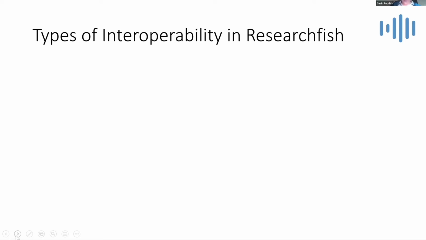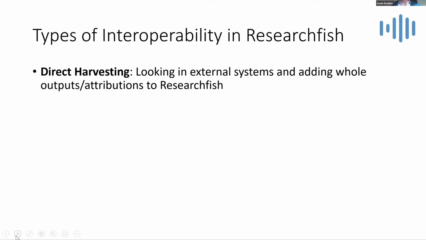But the types of interoperability are direct harvesting. So we talk about that when we're able to go into an external system and we're able to add whole outputs or attributions into researchfish. So we're able to find a publication, we're able to find that a publication is linked to this particular grant or this particular project. We're able to pull that in and the researcher doesn't have to do anything at all.